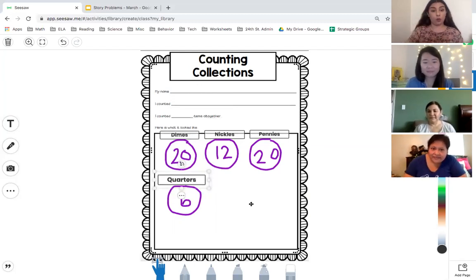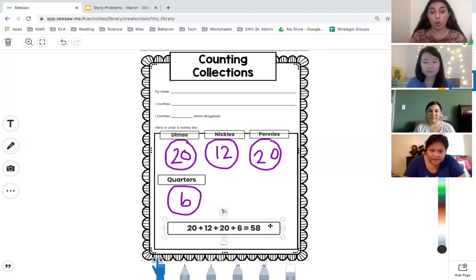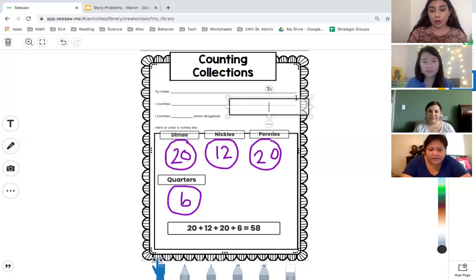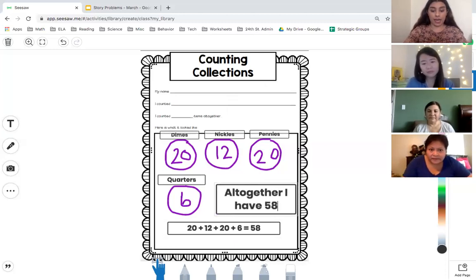Okay, and then I want to show my number sentence, just like Ms. Rosales told us to do, and I'll put that on the bottom here. And my number sentence was 20 dimes plus 12 nickels plus 20 pennies plus 6 quarters equals 58, because I got the answer from the sheet, from our page, 58 coins. And then I can even write a sentence to really show it in a complete sentence, because we always want to speak in complete sentences. So all together, I have 58 coins.